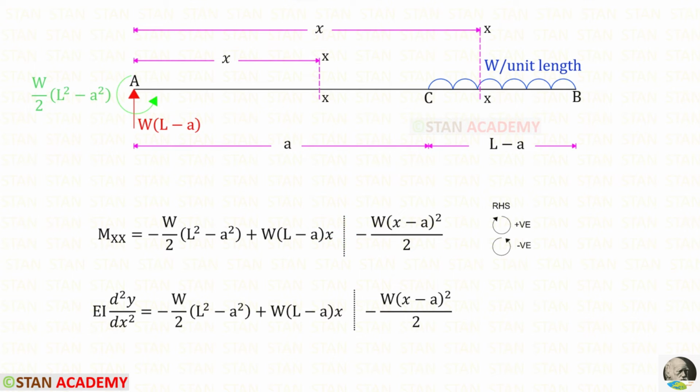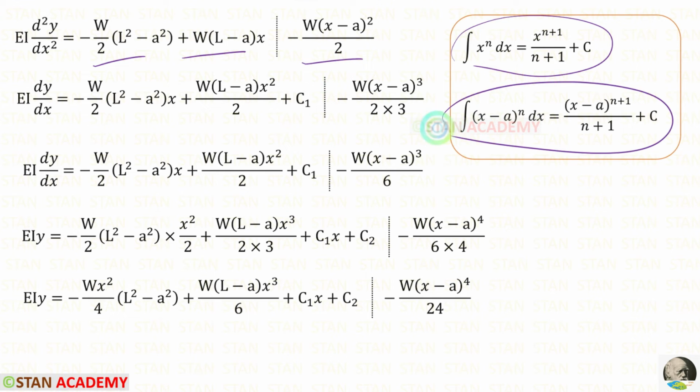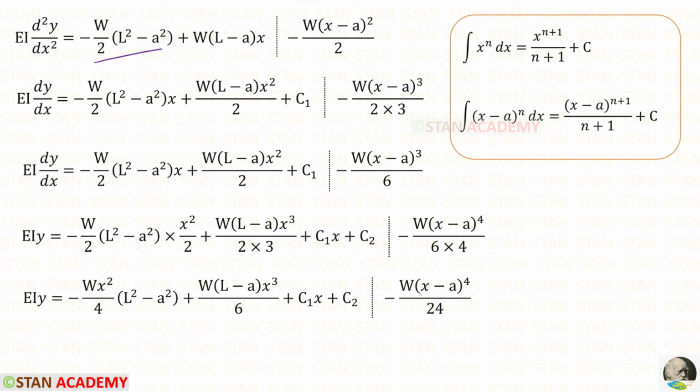Now we have to equate the moment to EI d square y upon dx square. We have to integrate on both of the sides. When we integrate this, we will get dy upon dx. We can integrate these two terms using this formula and this term using this formula. In this term, there is no x, so the integration will be x. When we integrate x, it will be x square upon 2. C1 is the constant. When we integrate (x minus a) the whole power square, it will be (x minus a) the whole power cube upon 3. 2 into 3, it will be 6.